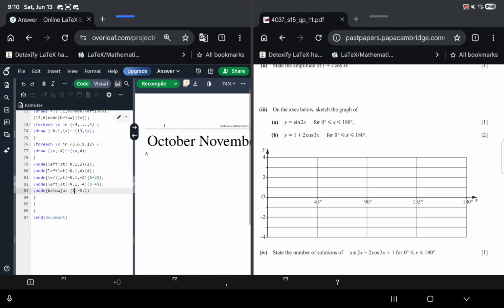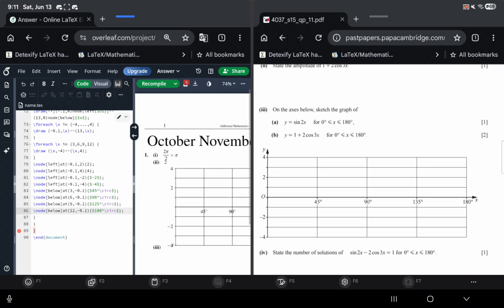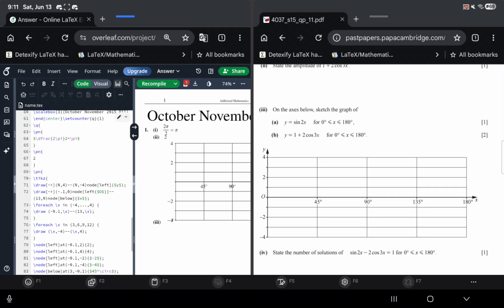Below at this coordinate, and what is the value of this? This is 45 degrees. 45, 90, 135 and 180 degrees at 3, 6, 9, 12. Nice, boom, we have these, and we need to draw these two functions. I do not like this. Dude, this is so big. Why is this wrong? Draw this to the left of y. Why is this wrong? No, this is wrong.